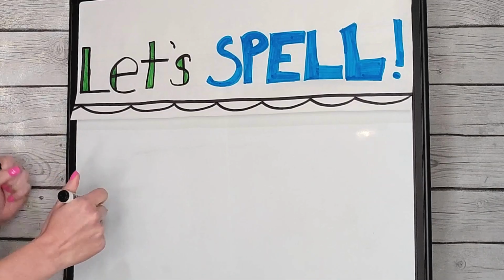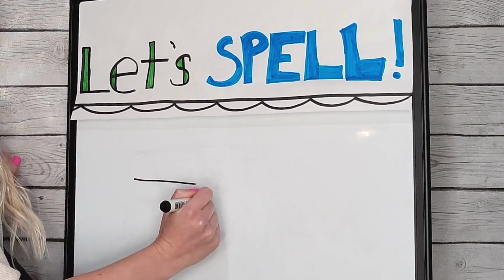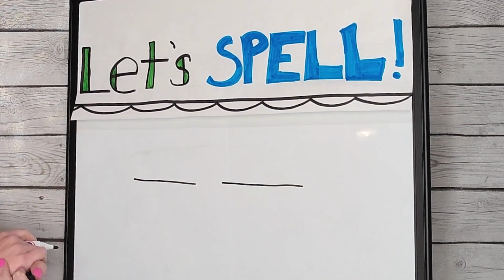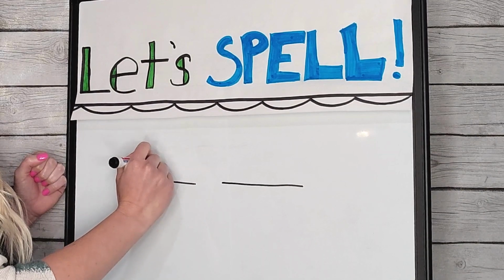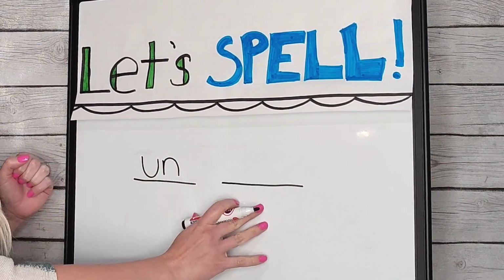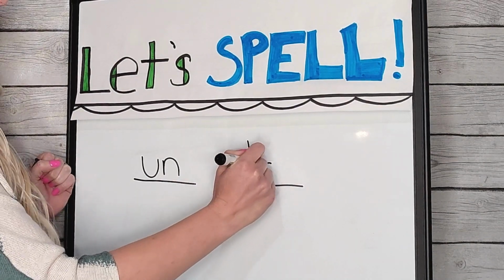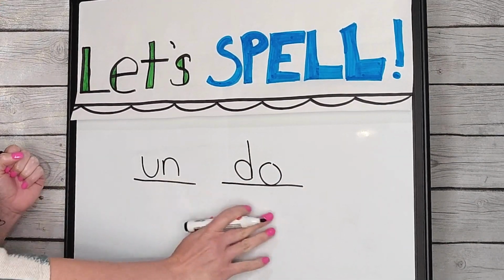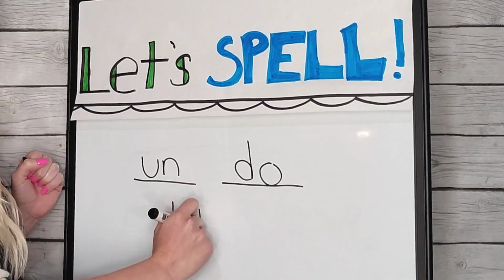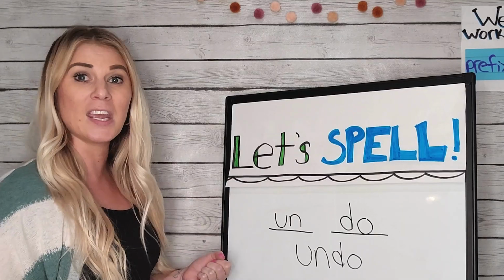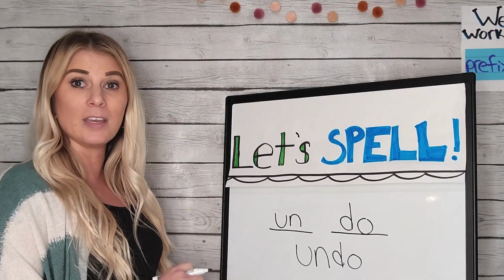Can you say that word with me? Undo. When I say the word undo, I hear the prefix un and the base word do. When I think about the prefix un, I hear the sounds u, n. And when I think about the base word do, I hear the sounds d, oo. Now, when I put both of these word parts together, I make the word undo.